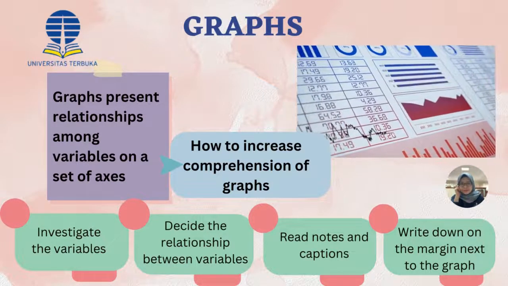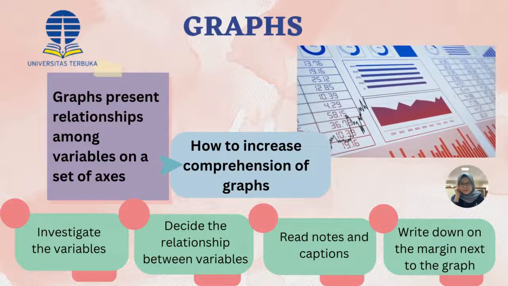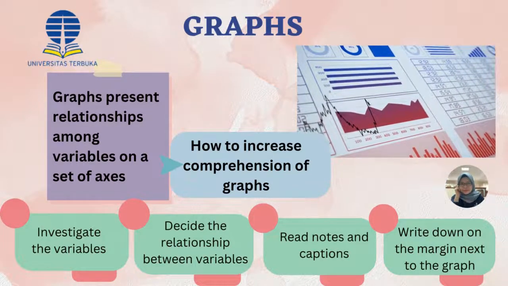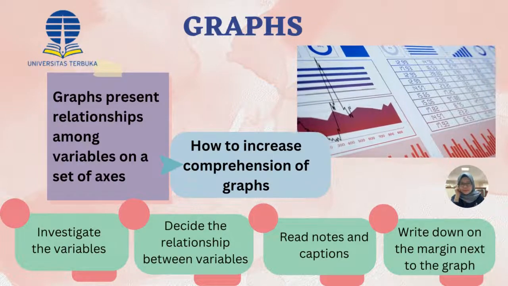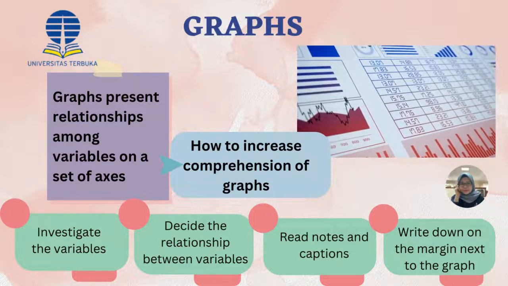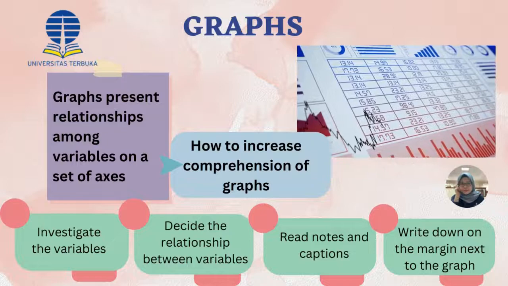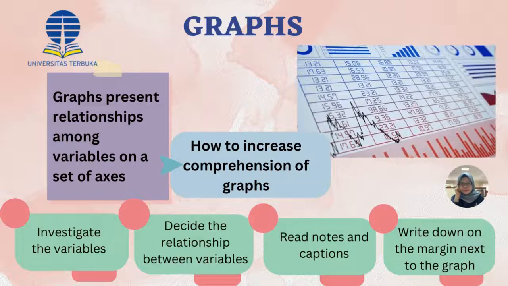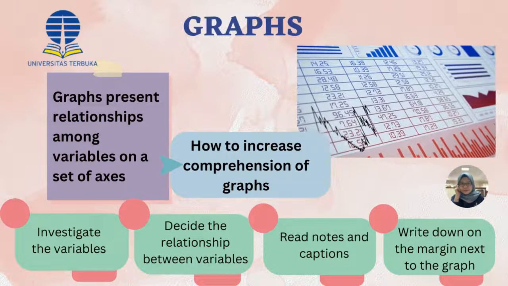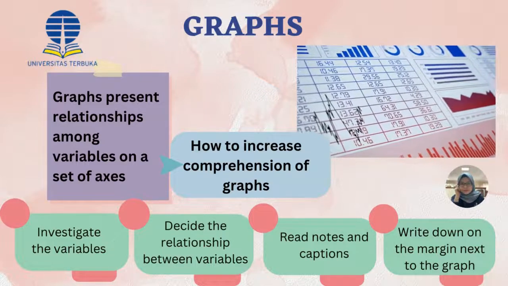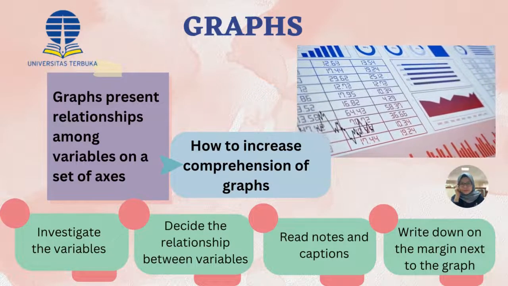1. Investigate the variables being plotted carefully. 2. Decide the relationship between variables by using colors in the legend. 3. Read notes and captions next to the graph. 4. After you determine the relationship of the variables, write it down on the margin next to the graph.